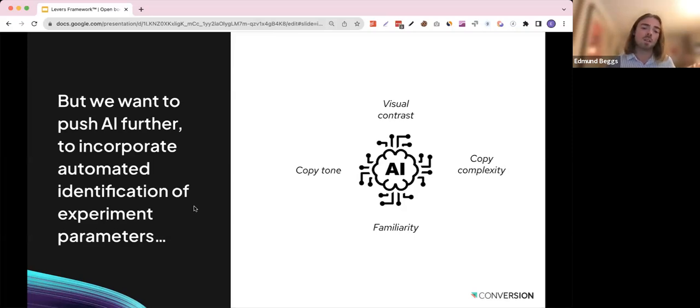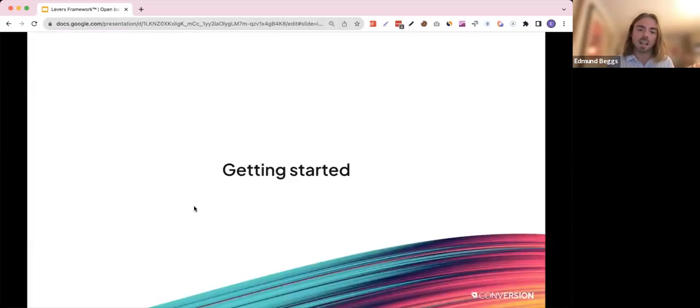We are looking to go further than this by introducing kinds of automated feature identification. So how high is the visual contrast of a new design, or what's the tone of the copy as identified by OpenAI, copy complexity, how familiar is the overall design approach, and things that I think are going to push this even further to become an increasingly powerful tool to leverage our large and growing data set to be able to predict the outcome of an experiment with increasingly impressive accuracy.